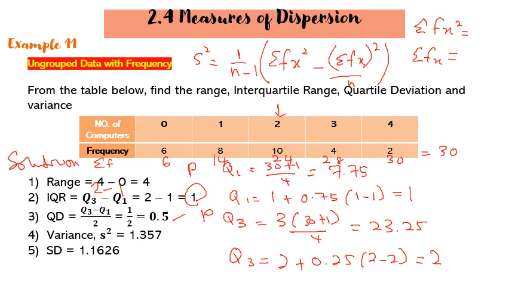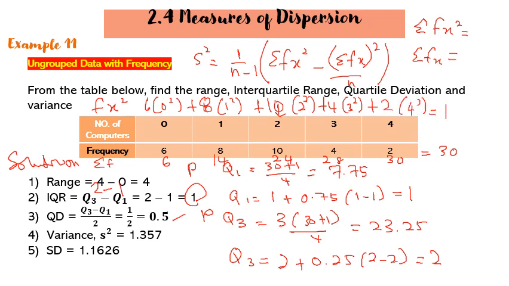So for the summation of fx squared, how to find it? 6 times 0 squared plus 8 times 1 squared plus 10 times 2 squared plus 4 times 3 squared plus 2 times 4 squared, and we get 116. So this is the summation of fx squared.